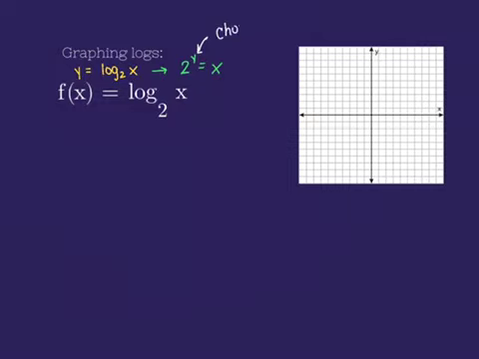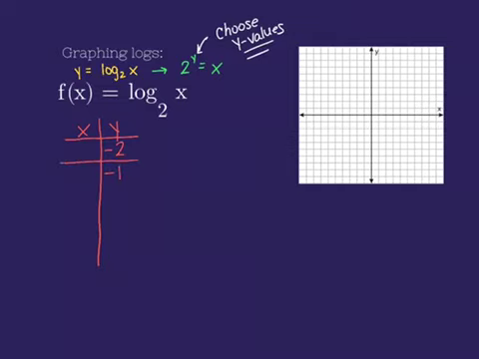So I'm going to choose y values. So this is one of the very few times that instead of choosing x values, we're going to actually choose y values. So I'm going to make a table here, just like we always do. And this time I'm going to choose y values of -2, -1, 0, 1, and 2. And we're going to go ahead and plug those in.